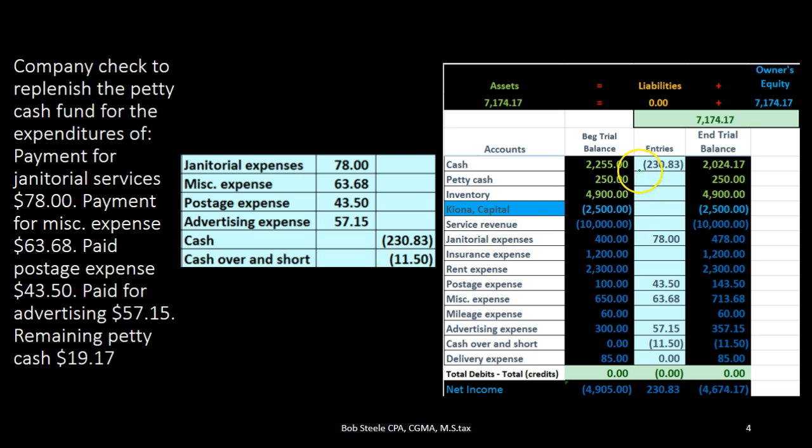So we would have to take money out of the checking account and then not put it in the petty cash. It's already at the $250 where we want it, but we'll record all the expenses related to those items that we expended money on for the time period.